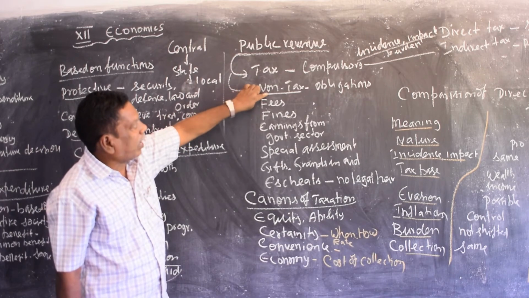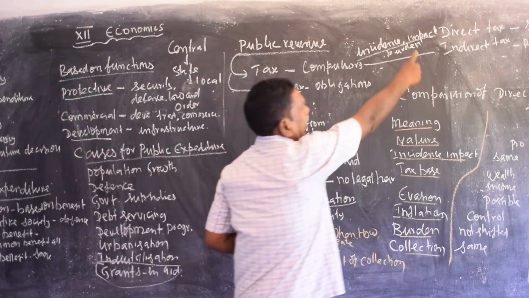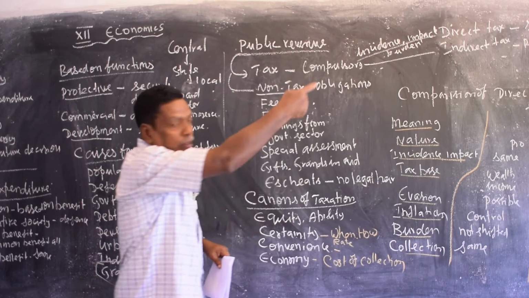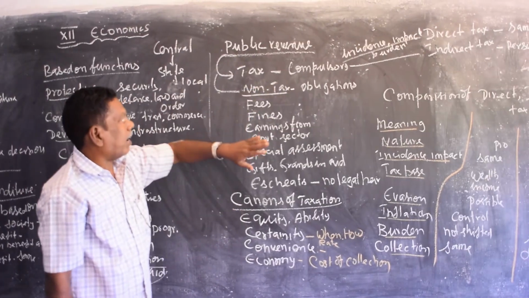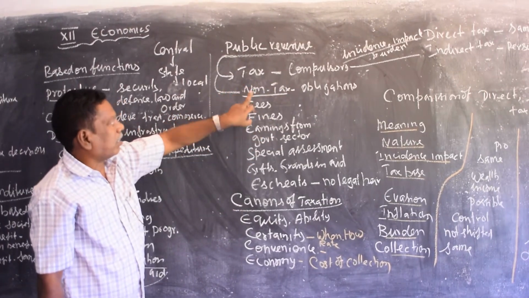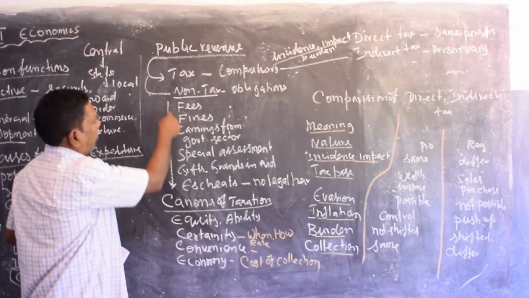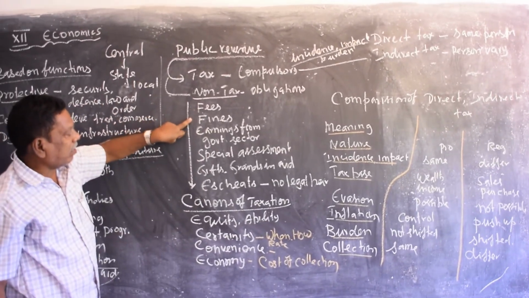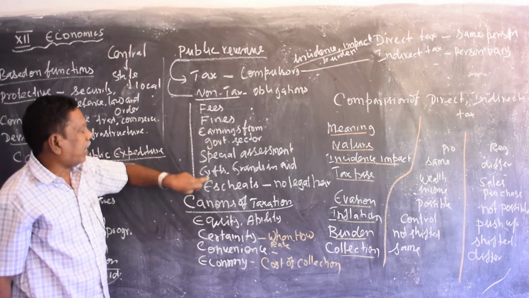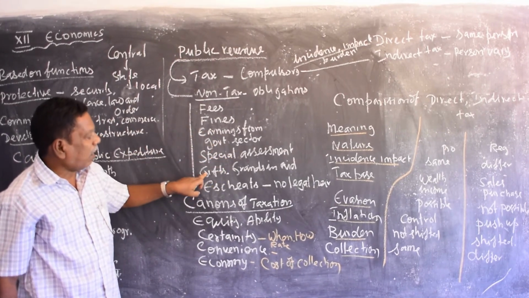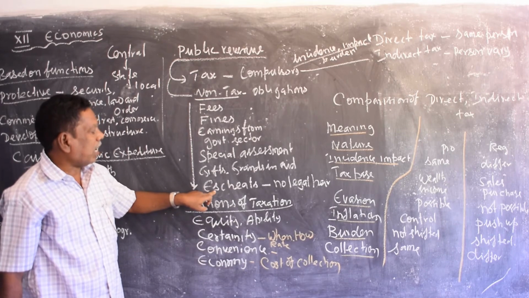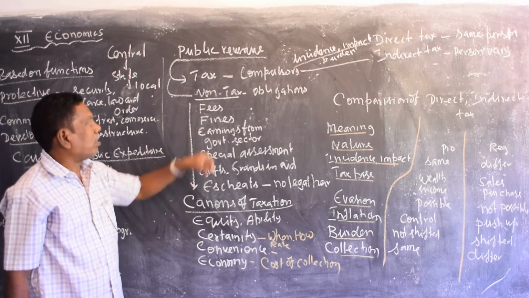Now coming to tax revenue, we will have direct tax and indirect tax. I will come to the next level, direct tax and indirect tax. These are some of the taxes. And non-tax revenue has the following things: fees, fines, earnings from government sector, special assessment, gifts and grants, aid, and escheats. Now what are all these things?